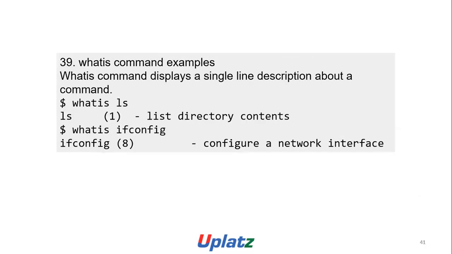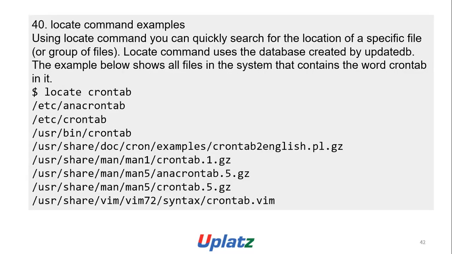/tmp/ls.1p. whatis command example. The whatis command displays a single line description about a command. whatis ls: ls (1) - list directory contents. whatis ifconfig: ifconfig (8) - configure a network interface.